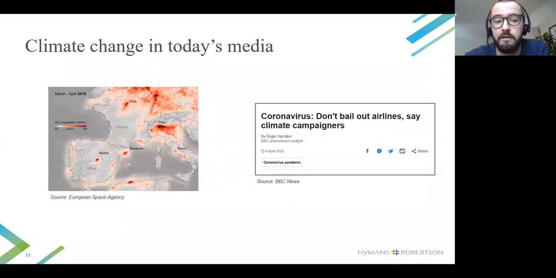But we're now hearing calls in the press from different industry bodies for government support only to be provided to those companies and to those industries that will actually commit to taking lasting action on climate change. Now, whether or not the government actually takes this kind of information or these views into consideration when making their decisions, that's another matter.